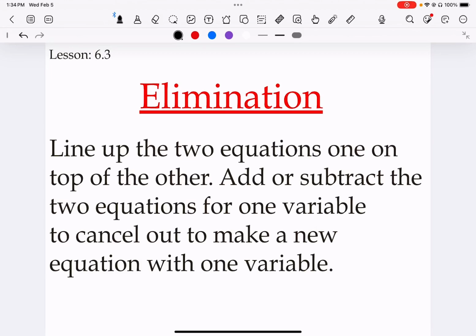This lesson is on solving systems of equations using elimination. Solving using elimination, we're going to line up the two equations, one on top of each other, and make sure that our variables and our constants are lined up, one on top of each other. And then we're going to add or subtract the two equations for one variable to cancel out or be eliminated, to make a new equation with one variable.